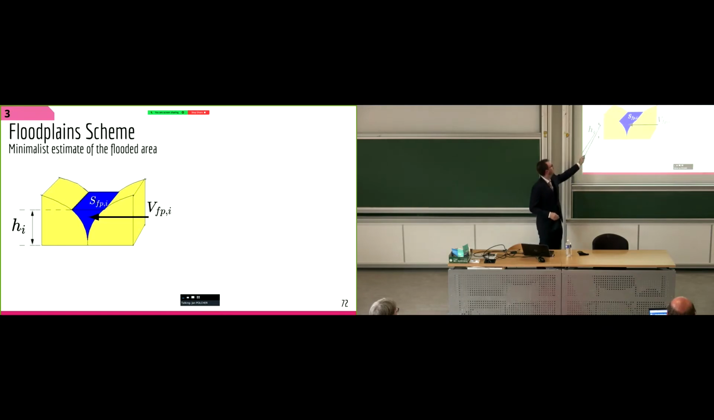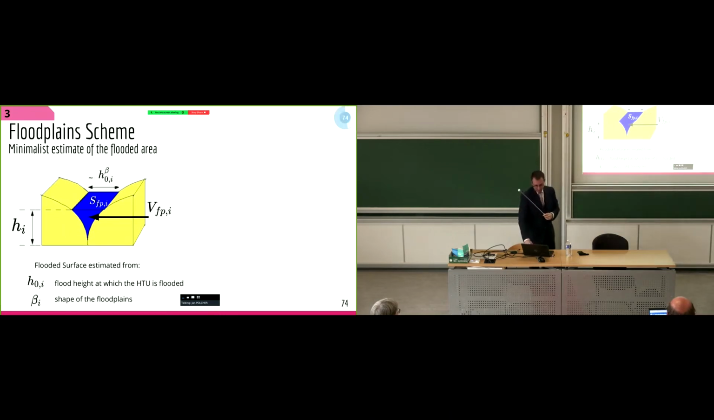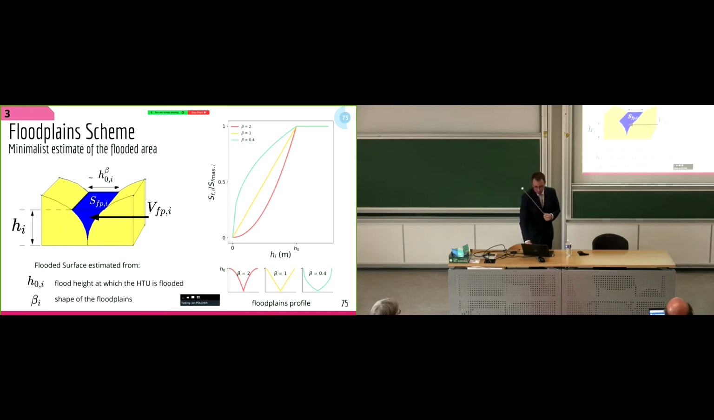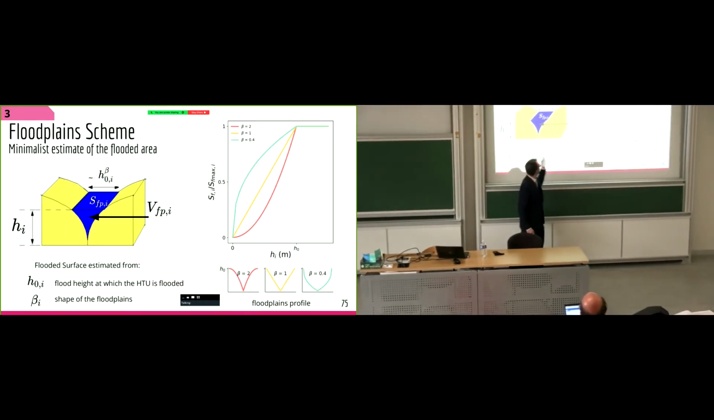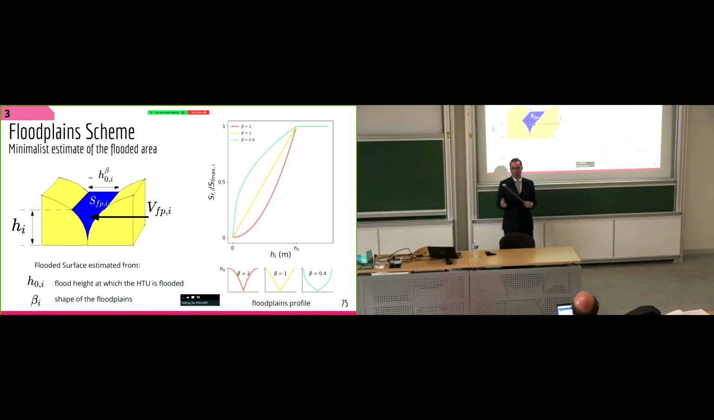So here you have the floodplains, the volume in the floodplains, and the flooded surface. Basically we use two different parameters. First is the flood height at which all the HTU is flooded, and then we have the shape of the floodplain, the beta parameter, which tells us if the floodplains are concave or convex. You can see here an example, the same cut. If beta is higher than 1, then we have a concave shape, and if it's lower than 1, then we have a convex shape.